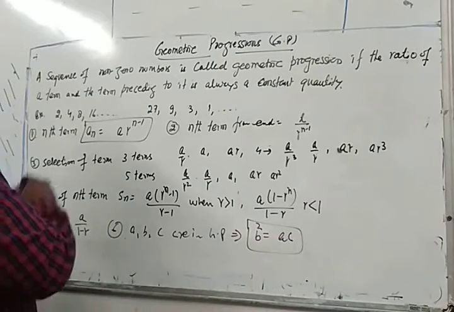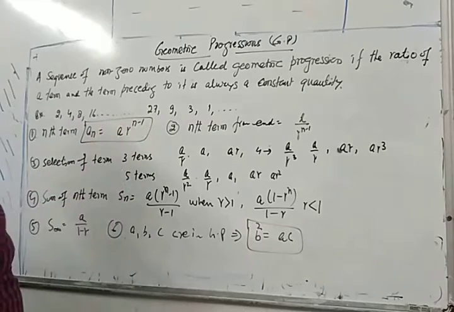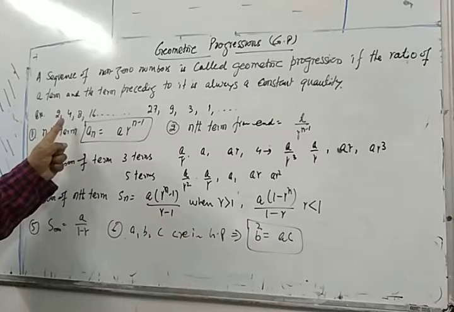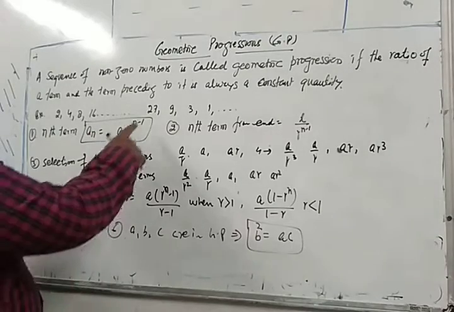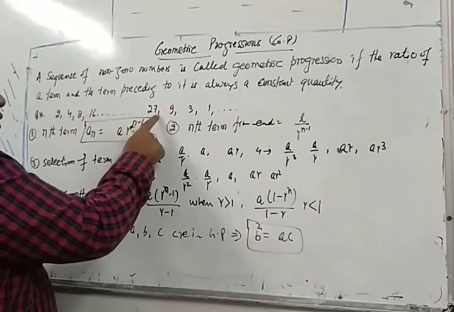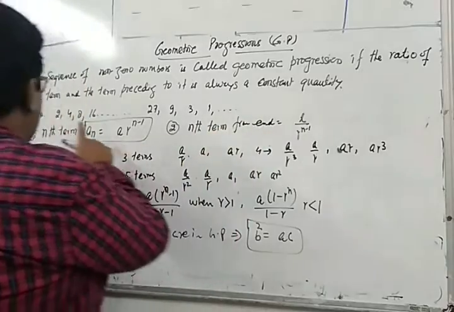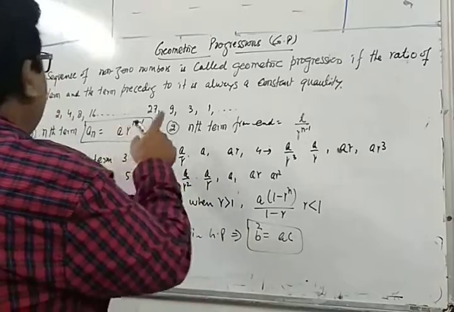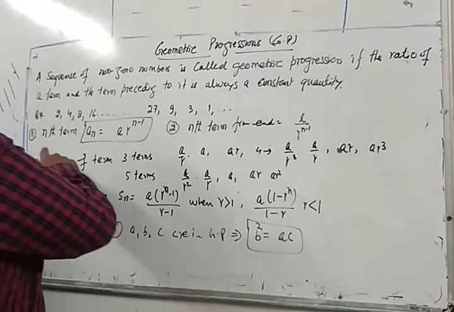For example, you can see the first sequence: 2, 4, 8, 16 and so on. Here we are multiplying by 2, then it becomes 4, then 8, then 16 and so on. In another, we are dividing by 3. So 27 divided by 3 is 9, 9 divided by 3 is 3, and 3 divided by 3 is 1. So it is multiplying or dividing by a constant number. This type of sequence is known as geometrical progression. There are some formulae here.